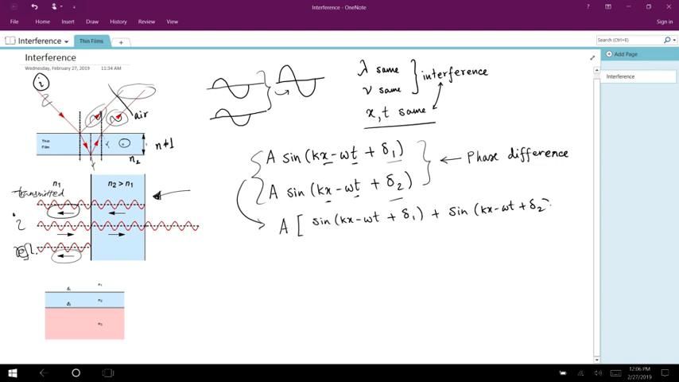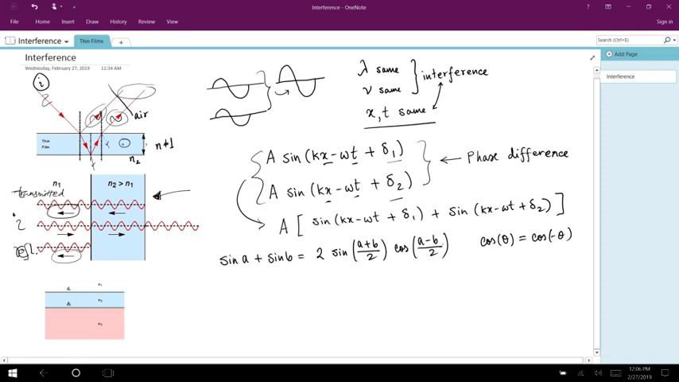And now if you remember trig relationships, you can simplify this. Just to remind you, sin A + sin B is equal to 2 sin((A + B)/2) cos((A − B)/2). Here the order of A and B does not matter because A − B and B − A both give the same result, as the cosine of a negative angle is the same as the cosine of the angle. So cos θ = cos(−θ). It doesn't matter whether A comes first or B comes first, right?